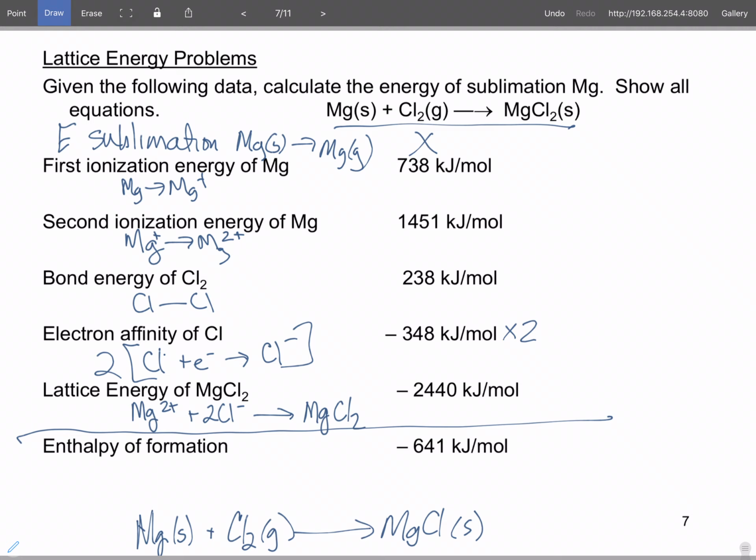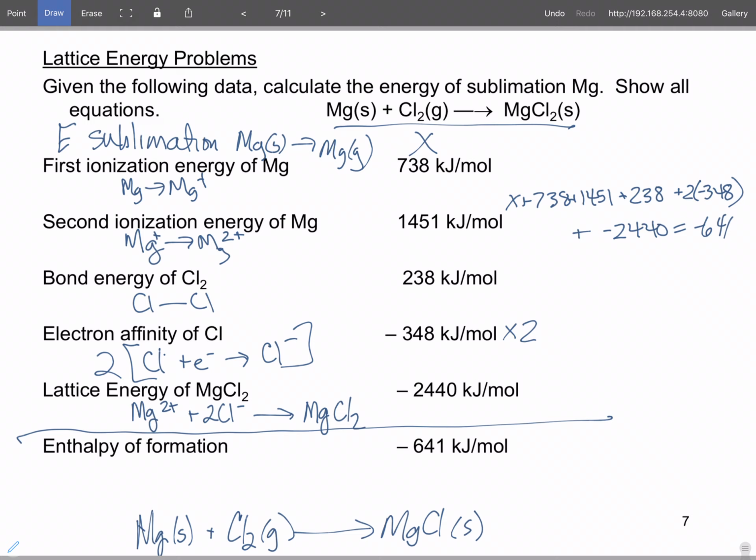And everything else would work. So what we're going to end up with is, and I don't know if that'll have enough room here, x plus 738 plus 1451 plus 238 plus 2 times negative 348 plus negative 2440 is going to be equal to negative 641. So basically, all these is a simple addition.